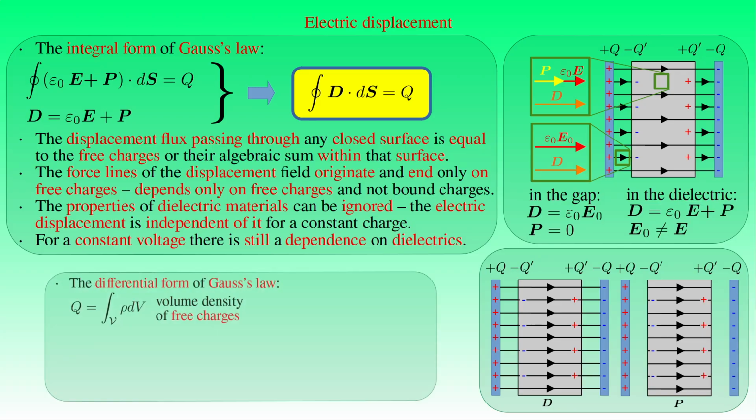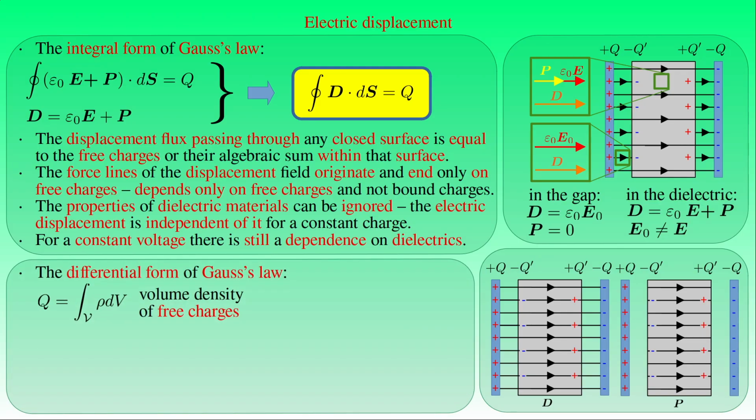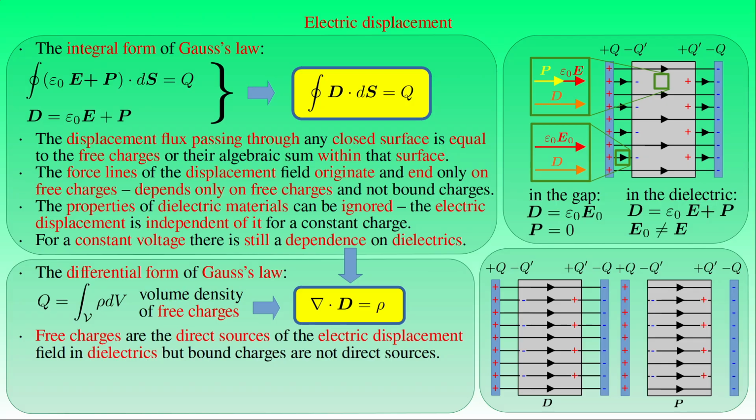We can express the total amount of free charges Q within any volume V by the volume integral of the volume charge density ρ of the free charges over the volume V, and apply Gauss's divergence theorem for the integral form of Gauss's law. Then we immediately obtain the differential form of Gauss's law stating that the divergence of the electric displacement vector D at any point is equal to the volume charge density ρ of the free charges at that point. This formula indicates that free charges are the direct sources of the electric displacement field, that is, the electric flux density at any point is given by the density of the free charges at that point.